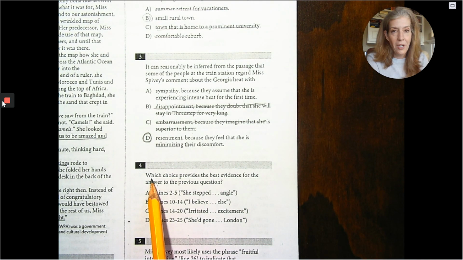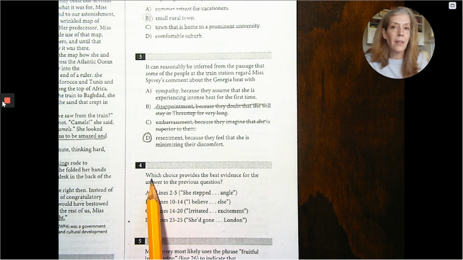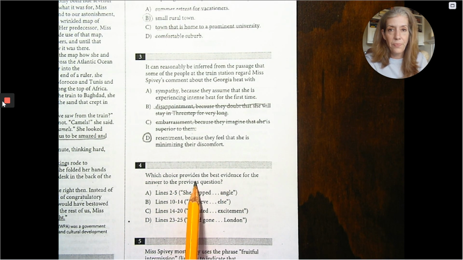Question number 4. This is our first question that's forcing us to go back into the passage. When we go back into the passage, we want to know why we're going back. Otherwise, we'll get lost in the passage and we'll waste valuable time. So the very first thing I want to do is understand completely why I'm going back into the passage. Which choice provides the best evidence for the answer to the previous question?